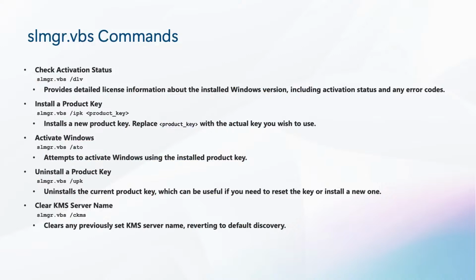The first one you're going to use once you install a product key with that /IPK is the activate, /ATO. Now, if maybe you made a mistake, you lost track of your keys, or you're using the wrong one, you can use the /UPK to uninstall the current product key and start over on a fresh slate.